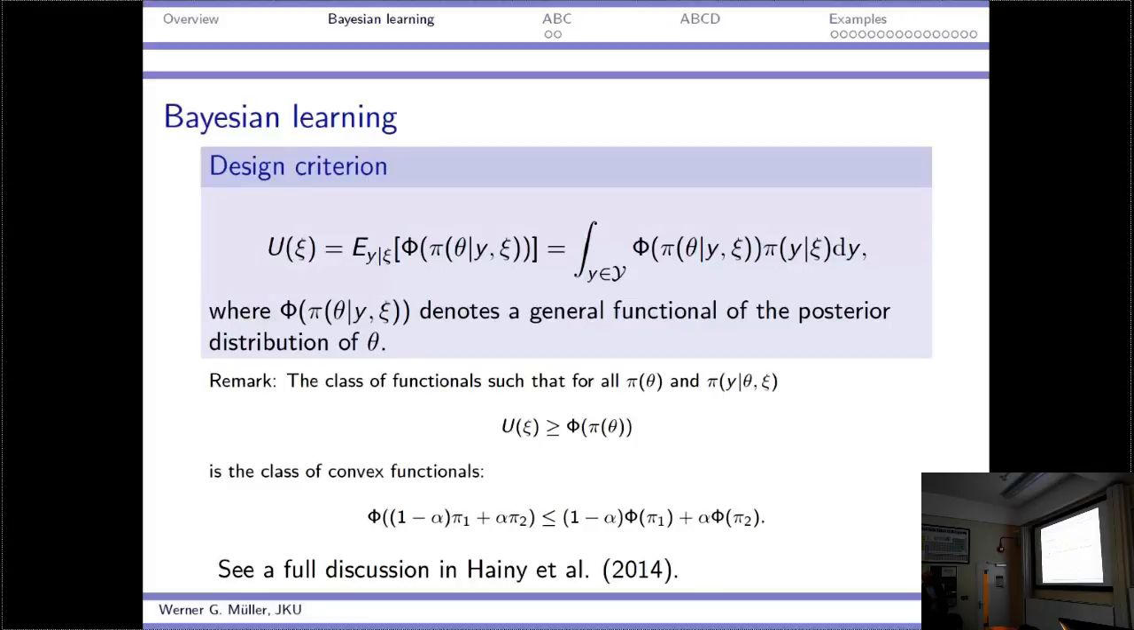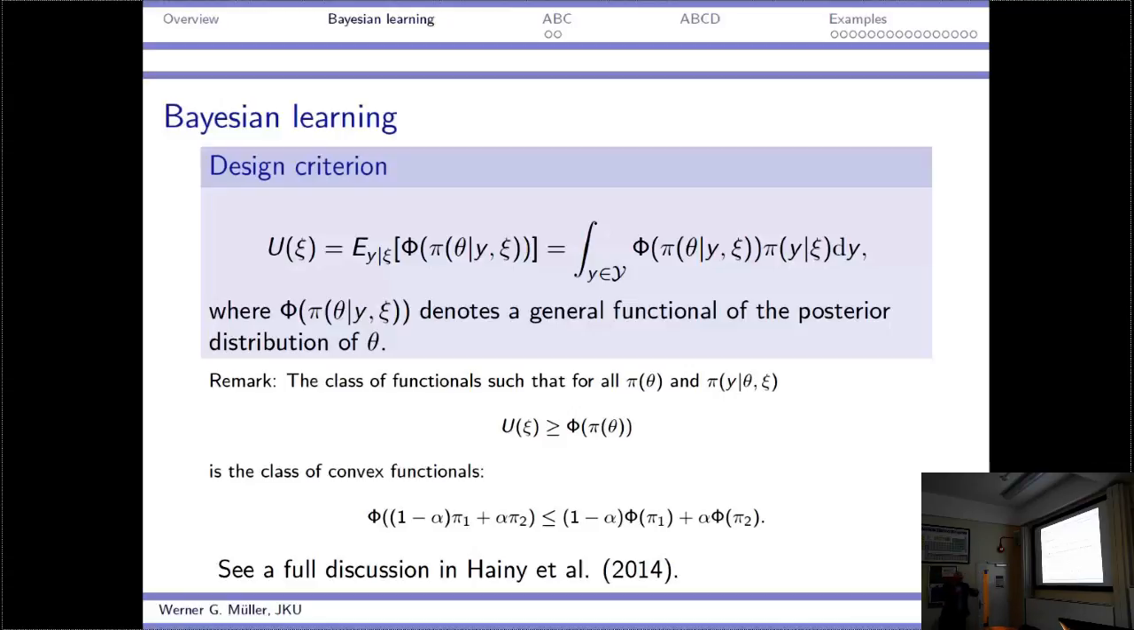We can express this as follows: the pre-posterior expectation U would always be larger, or at least as large, as the design criterion evaluated at the prior distribution. This would be the information before the experiment, and this would be the information after the experiment. Information after the experiment is always larger, as long as you use a suitable phi as a design criterion. All the design criteria that we can reasonably use are criteria that fulfill this requirement.